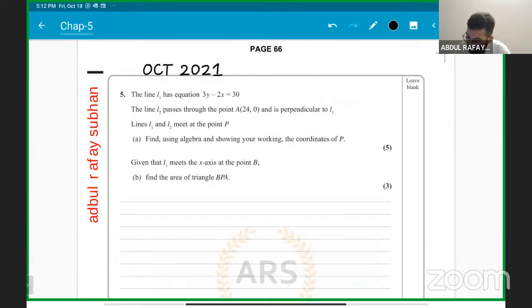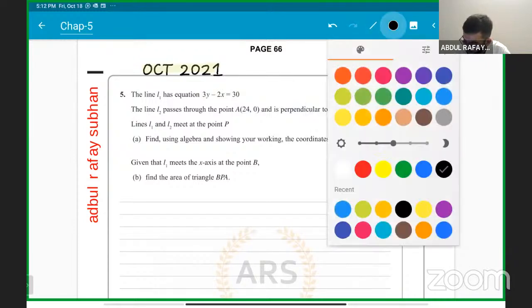So let's talk about the October 2021 question as well, sir, which is basically: the line L1 has equation 3y minus 2x equals 30. The line L2 passes through the point A (24, 0) and is perpendicular to line L1. Lines L1 and L2 meet at the point P. It's exactly the same question that, students, we have done again. So this is what they are going to test you again and again.